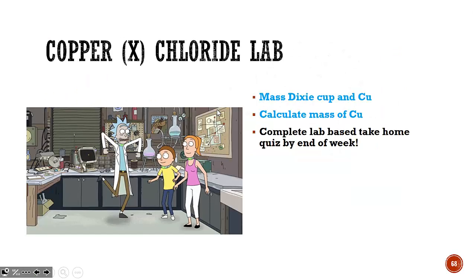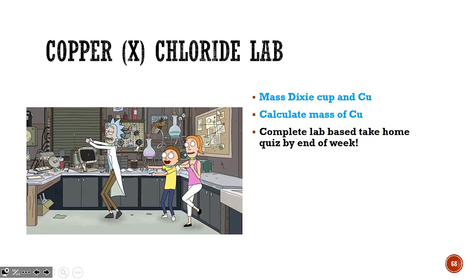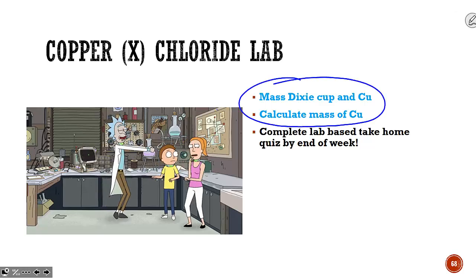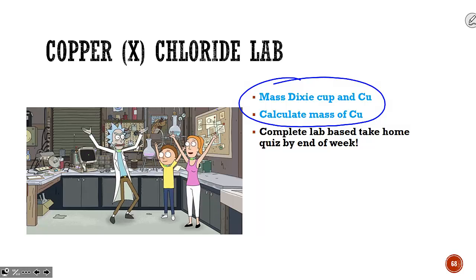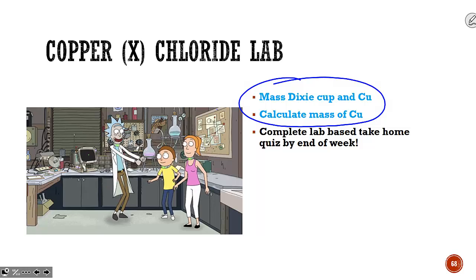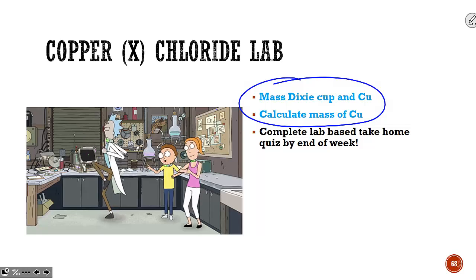We paused and continued working on our copper chloride lab. If you were in class, you did. If you weren't in class, then hopefully your lab partner collected the data for you. Remember, from the other day when it's in blue, that was data that you needed to record. So if you have your lab partner's number, please make sure you get the mass of your Dixie cup and calculate the mass of the copper within the Dixie cup.